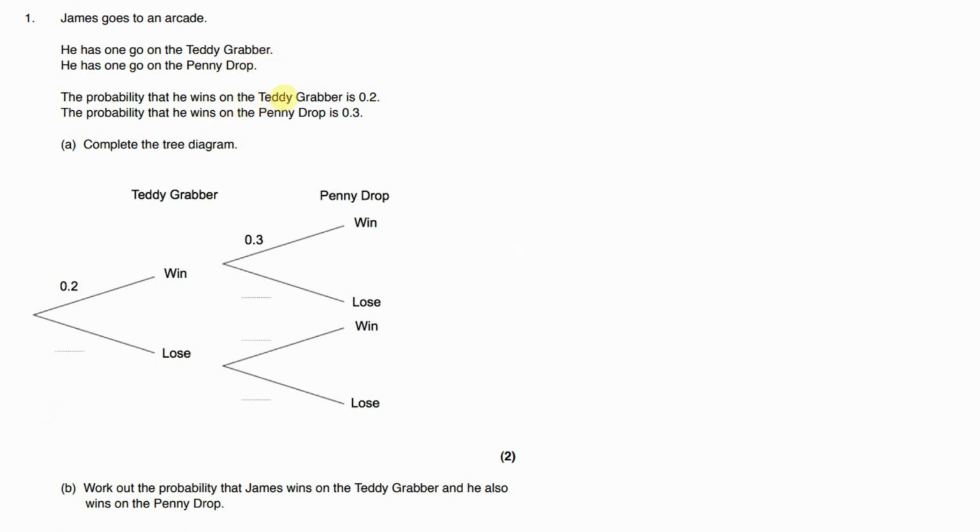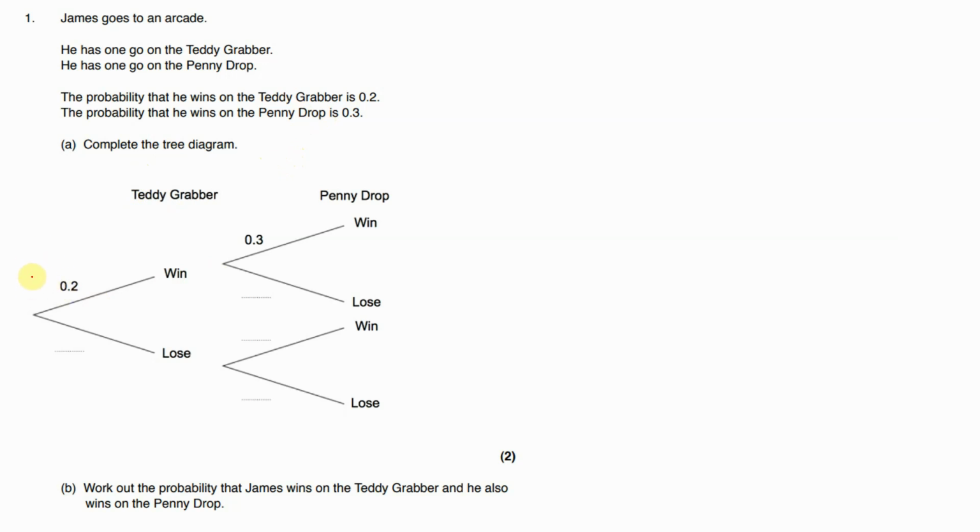So playing a teddy grabber, then playing a penny drop, or the classic example is taking 2 coins out of a bag or 2 counters out of a bag. The probability of picking 2 of the same colour coins, we wouldn't be able to do that through our classic probability methods. We would need a tree diagram for them.